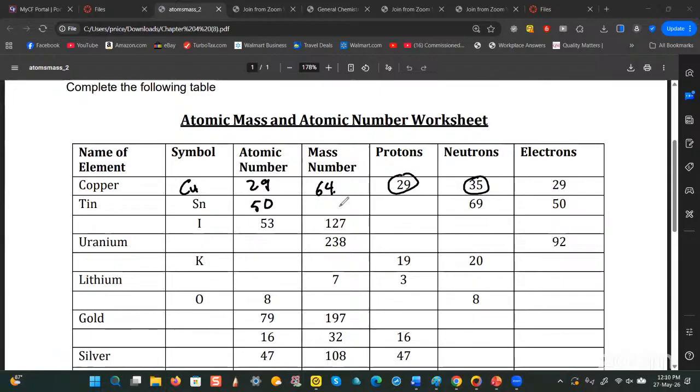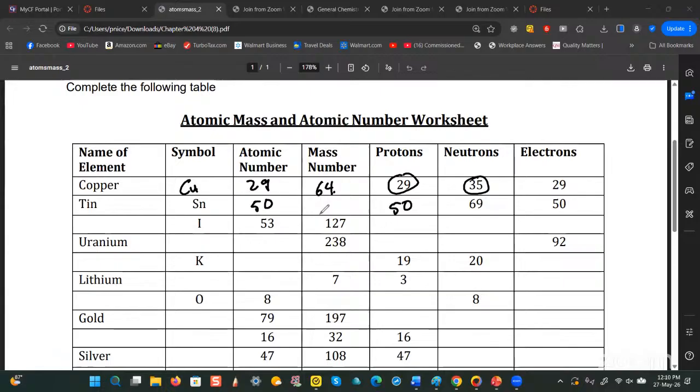And then the mass number would be the sum of the protons and neutrons. By the way, the number of protons here will be 50. And therefore, the mass number is what? 119. 119, because remember, the mass number is the sum of the protons and the neutrons. So that's 50 plus 69, and that's 119.